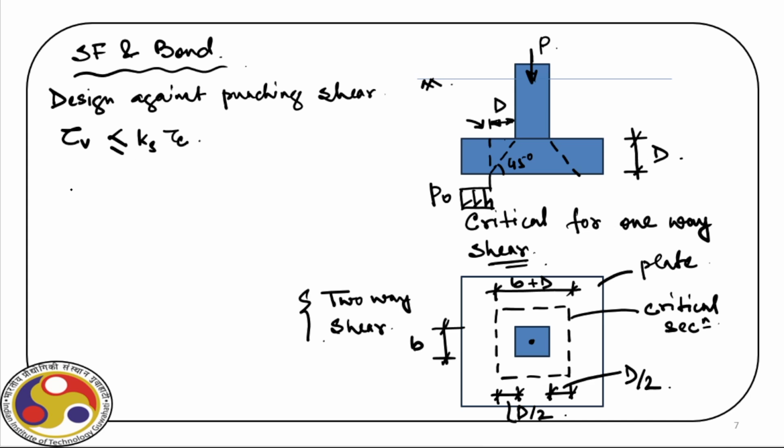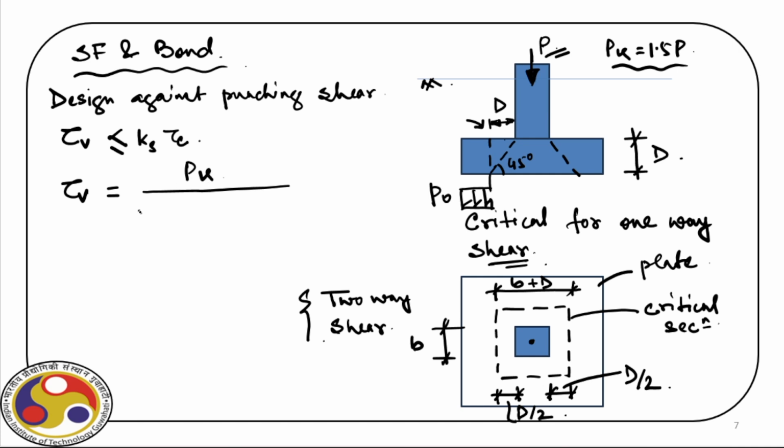Now how do we calculate tau v? Tau v is equal to P ultimate, that is the ultimate load coming from the column. So if this is P, P ultimate is equal to 1.5 P. Of course, different load combinations will have different factors, but that is a separate analysis. If you have P, that is the unfactored load coming to the column, we multiply it with the appropriate load factor, we get Pu.